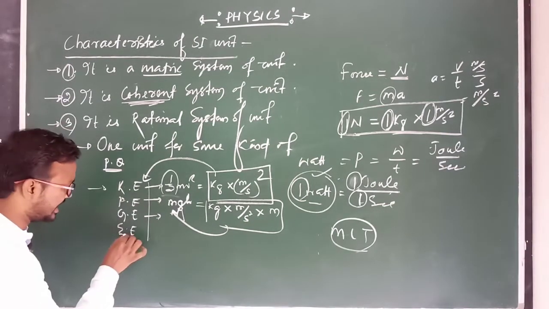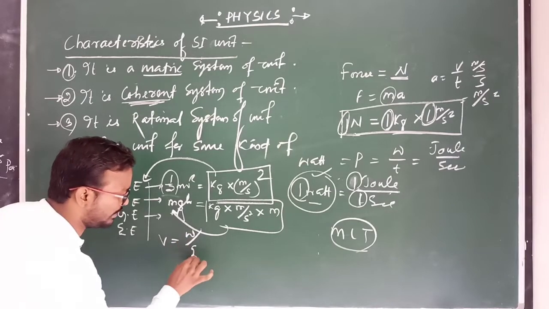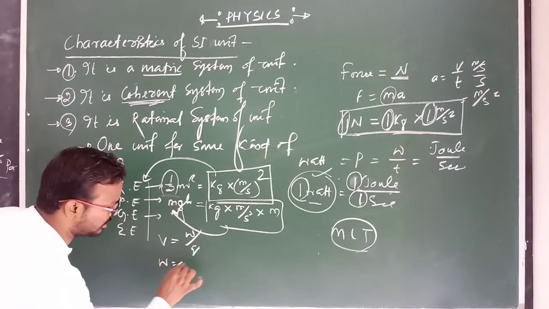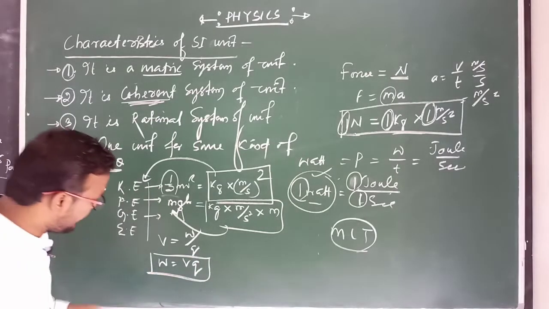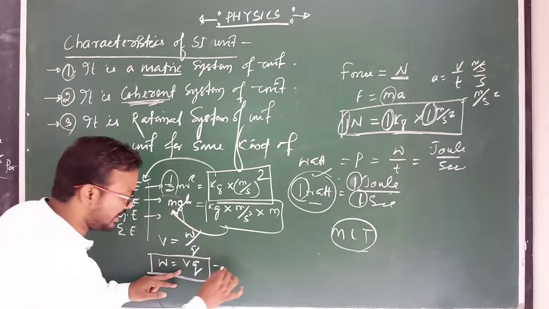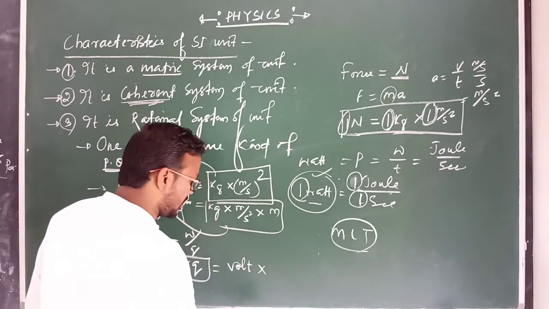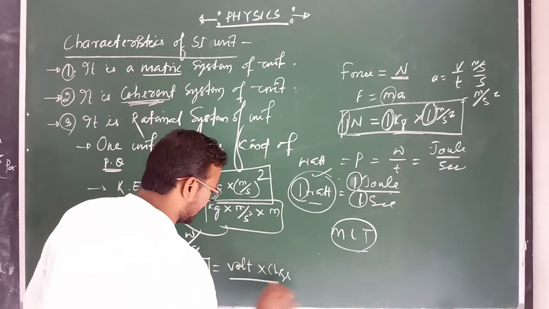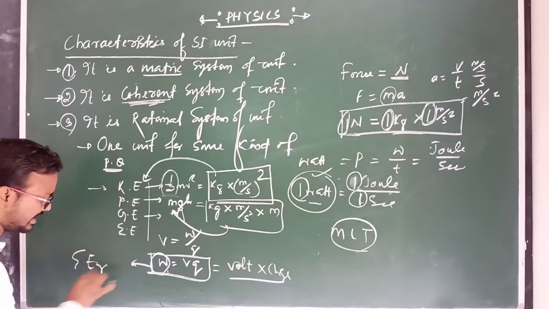And you can use electrical energy also, that is potential, which is equal to W by Q, and you can write W equal to VQ. I think you are acquainted with this term, W equal to V and Q. And what is V? V is volt, and Q is charge. Then we get the unit of electrical energy.